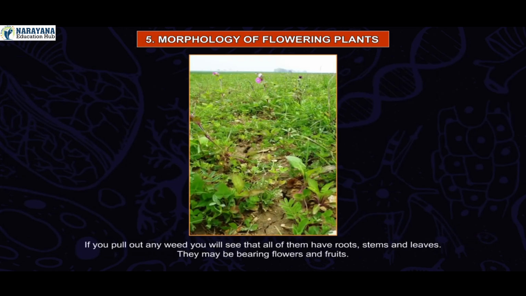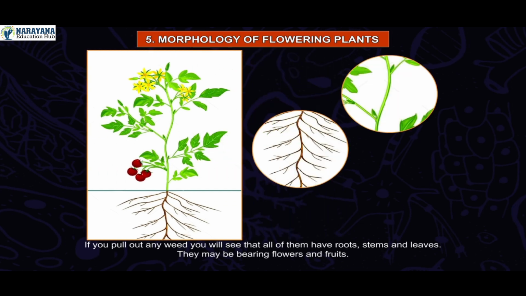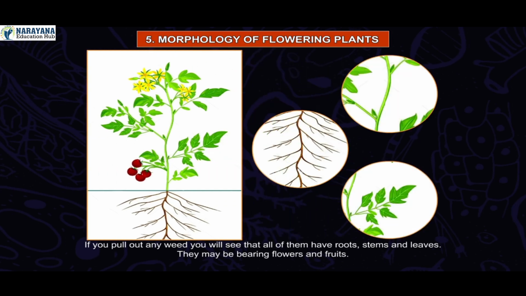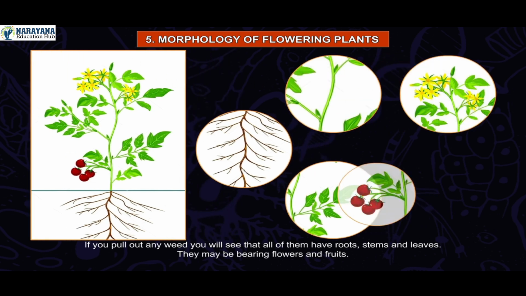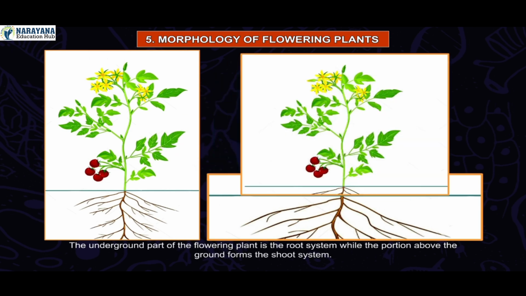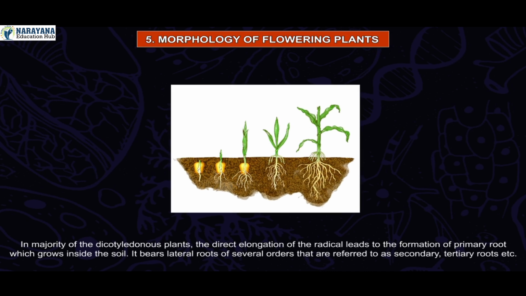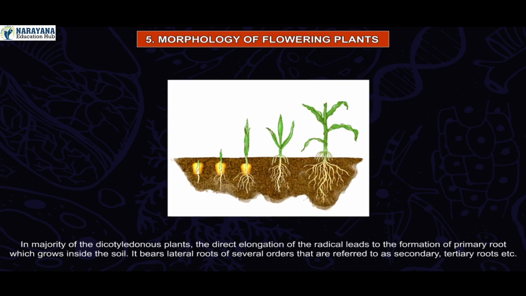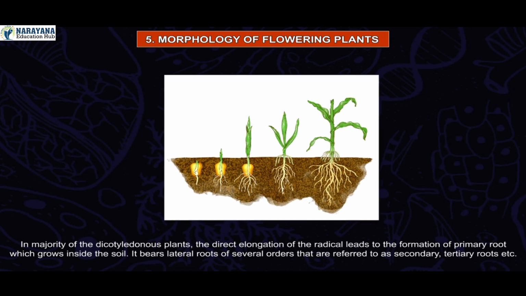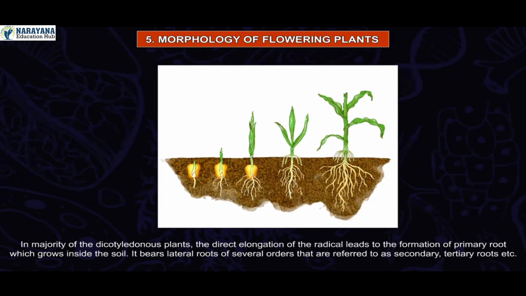If you pull out any weed, you will see that all of them have roots, stems and leaves. They may be bearing flowers and fruits. The underground part of the flowering plant is the root system, while the portion above the ground forms the shoot system. The root. In the majority of dicotyledonous plants, the direct elongation of the radicle leads to the formation of the primary root, which grows inside the soil.